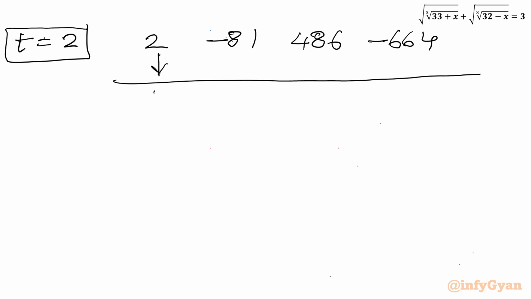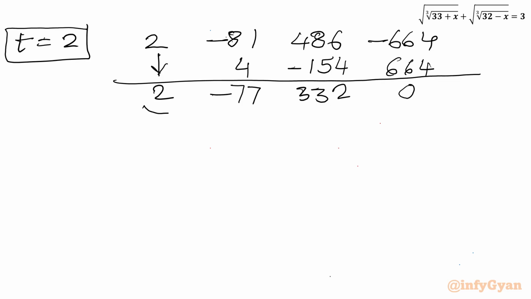Leading coefficient 2 would be as it is. 2 times 2, 4, minus 77. 2 times minus 77, minus 154. And addition will give us 332. 2 times 332, 664, 0. So here we have the coefficients for the quadratic equation.